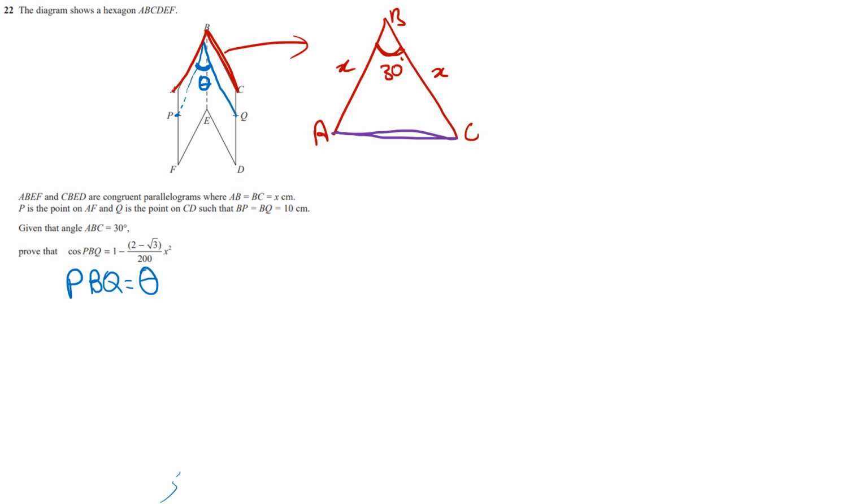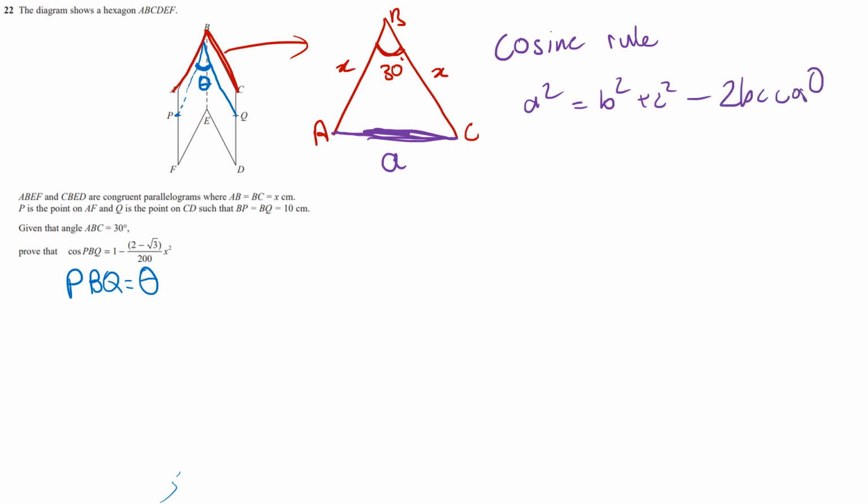Go ahead. So yeah, here's my plan. I'm going to find the length A to C, which let's call A, just give it a label, and then let's write out the cosine rule. So the cosine rule says that a squared equals b squared plus c squared minus 2bc cos theta, or cos A.